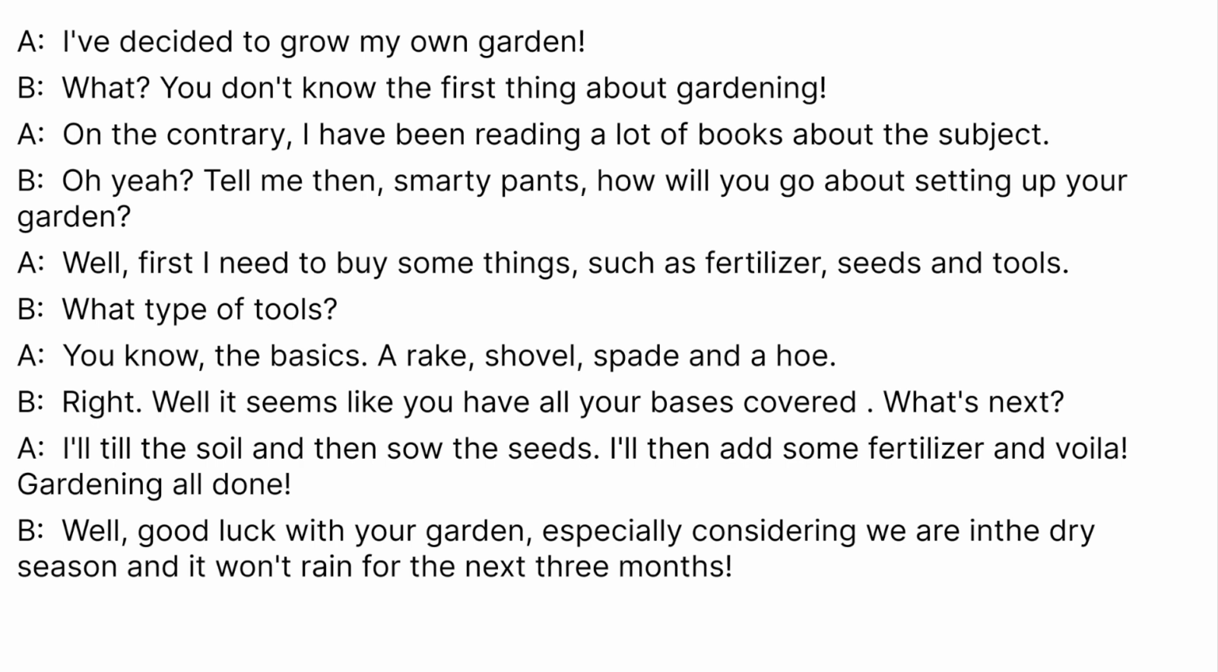I've decided to grow my own garden. What? You don't know the first thing about gardening. On the contrary, I've been reading a lot of books about the subject. Oh yeah? Tell me then, smarty pants. How will you go about setting up your garden? Well, first I need to buy some things such as fertilizer, seeds and tools. What type of tools? You know, the basics. A rake, shovel, spade and a hoe. Right. Well, it seems like you have all your bases covered. What's next? I'll till the soil and then sow the seeds. I'll then add some fertilizer and voila! Gardening all done. Well, good luck with your garden, especially considering we're in the dry season and it won't rain for the next 3 months.